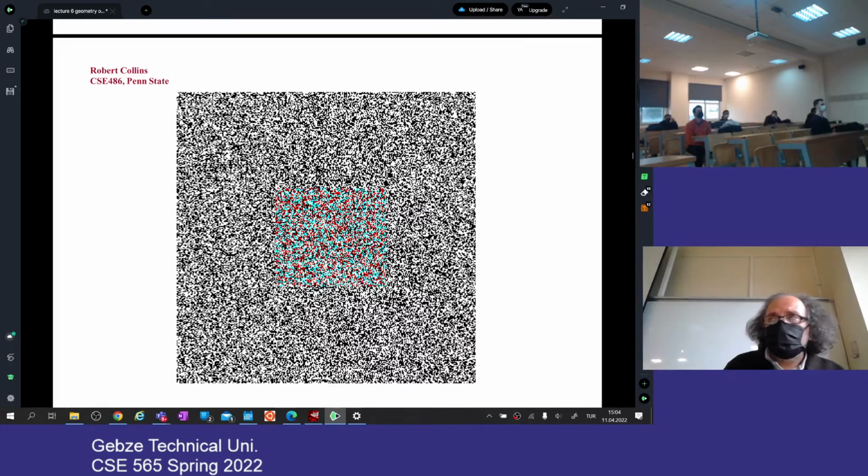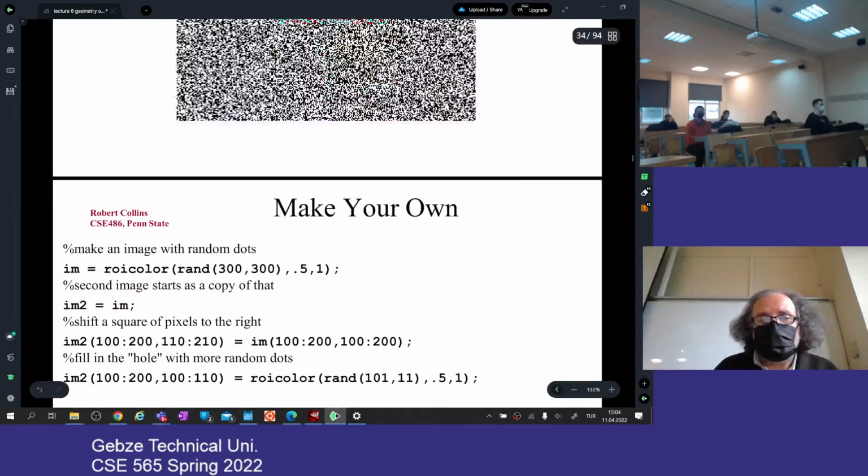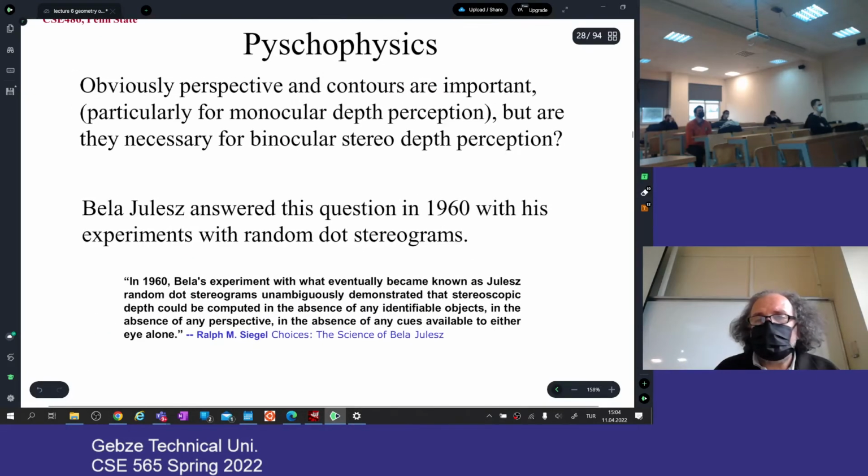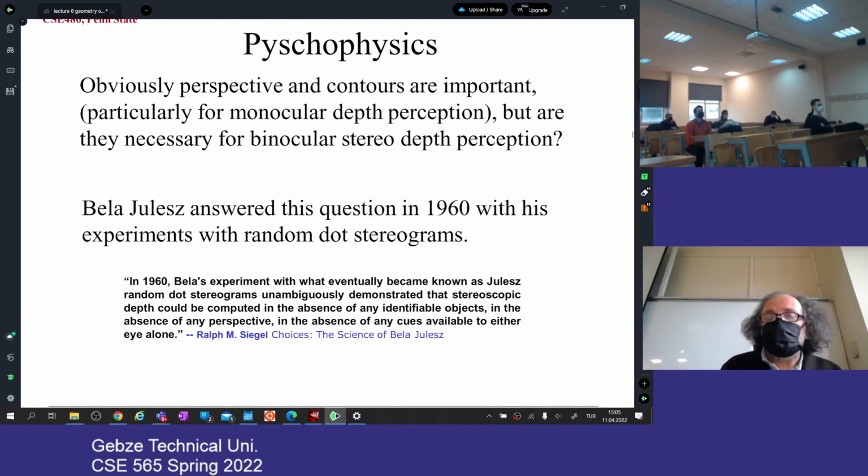That means what? Without using any high level cues, without using vanishing points, or without using any occlusion and so on, I can feel depth. That means what these guys are saying, or in 1960 they realized this. They say that stereoscopic depth could be computed in the absence of any identified objects, in the absence of any perspective, and in the absence of any cues available to either eye alone. So they have invented this.